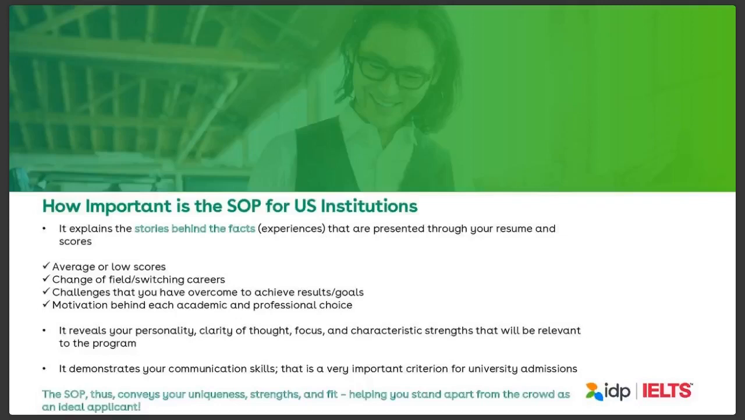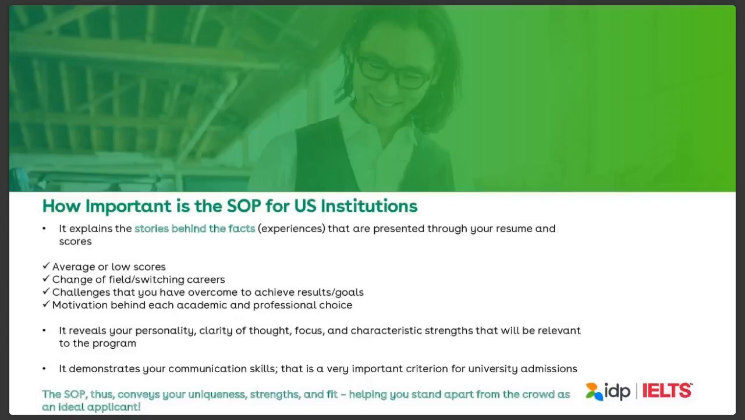These facts could be average or low scores, change of field, switching careers. For example, if a student is moving from engineering to business studies in their masters, why he or she is moving, that reasoning is very important. Also the challenges a student has had to overcome to achieve results, and the motivation behind each academic and professional choice. And SOP also reveals your personality, clarity of thoughts, focus, and characteristic strengths that will be relevant to your program.